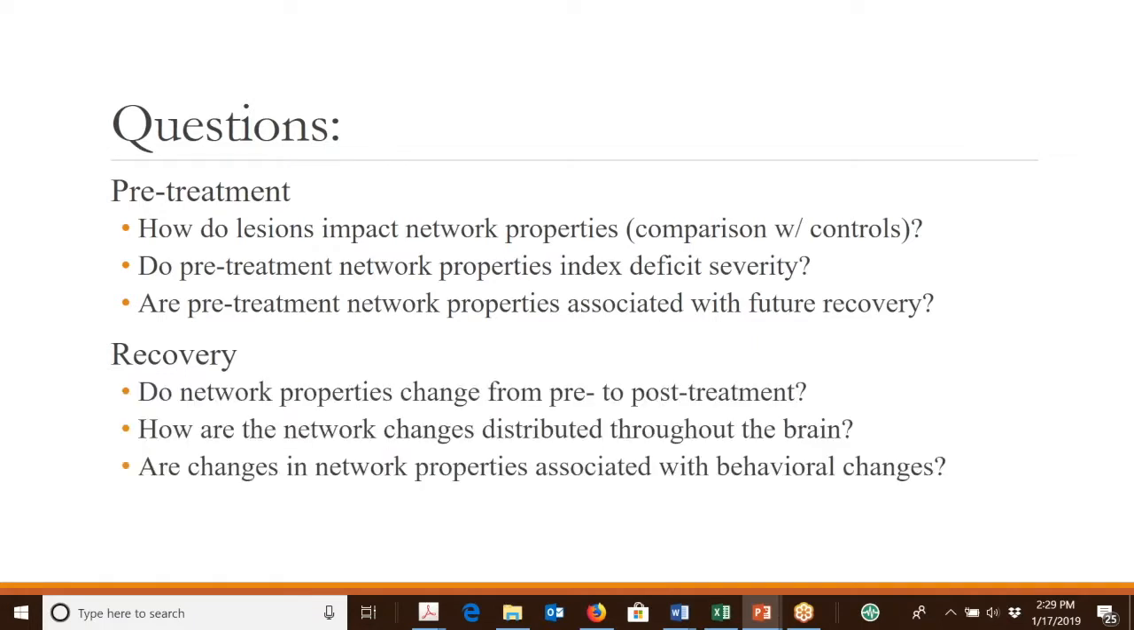In terms of recovery, we want to know whether network properties change from pre to post-treatment, how these network property changes are distributed across the brain, and are the changes associated with behavioral changes? So we need to analyze the data that we collect from the fMRI task in order to address these questions.